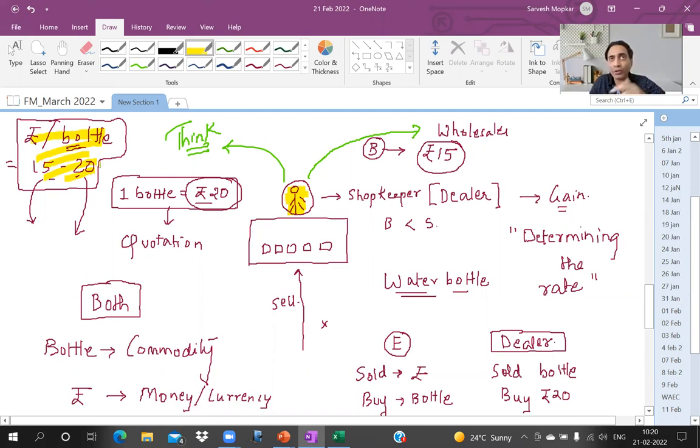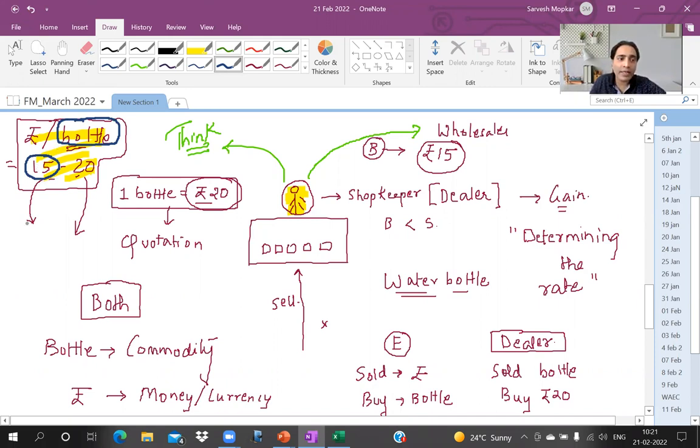She knows who she is, right? Is she a wholesaler, or has she come to buy bottles from him, or has she come to sell bottles to him? She's aware. Both of them are aware now. So accordingly, the relevant rate will be used. When he says rupees per bottle 15-20, it means that the dealer is ready to buy the commodity from the world at large at 15 rupees. Whoever wants to come and sell should be willing to sell it to him for 15.